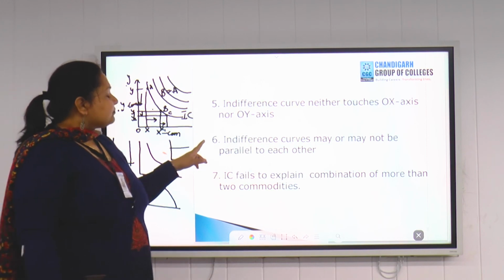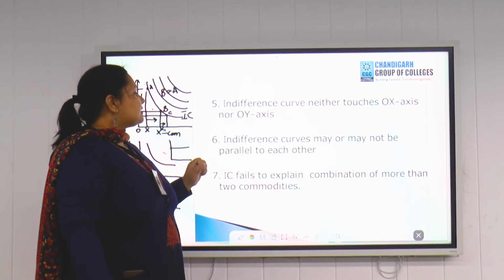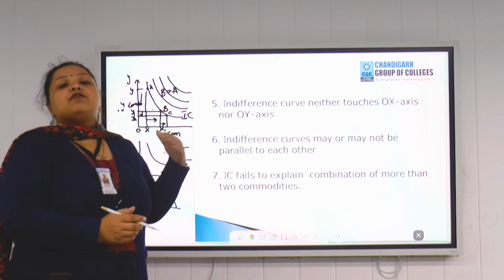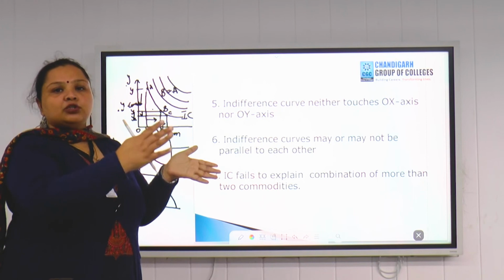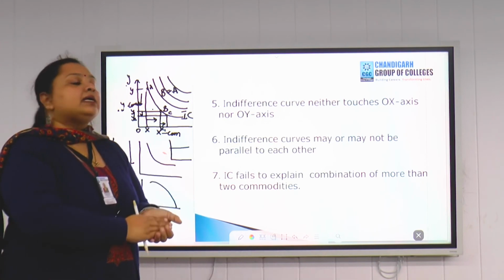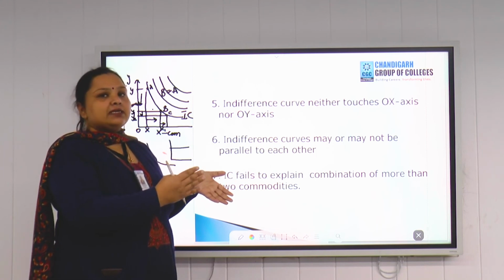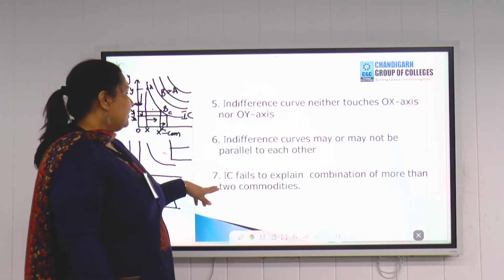Now the next property of indifference curves is that indifference curves may or may not be parallel to each other. If we are increasing both the commodities at a constant rate, then they will be parallel. If we are not increasing at a constant rate, then they may not be parallel.